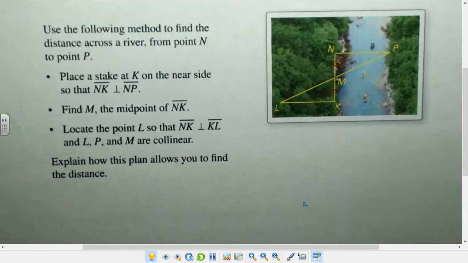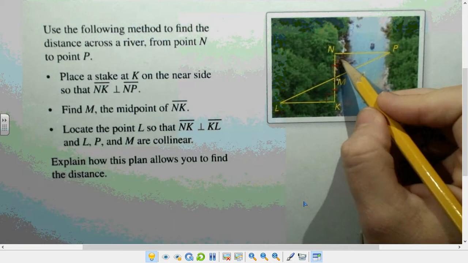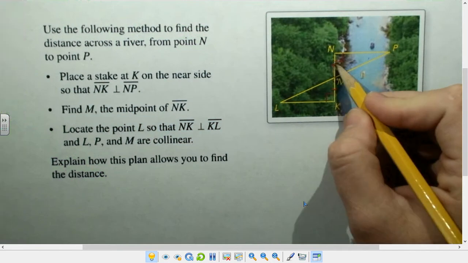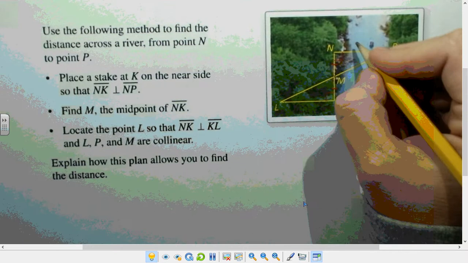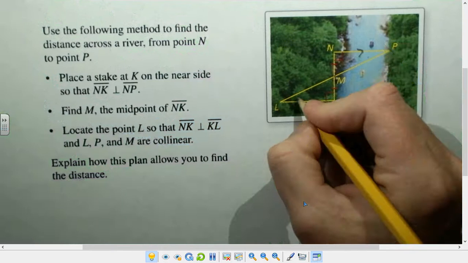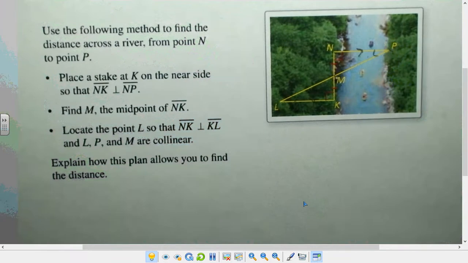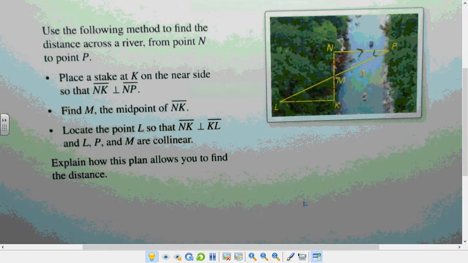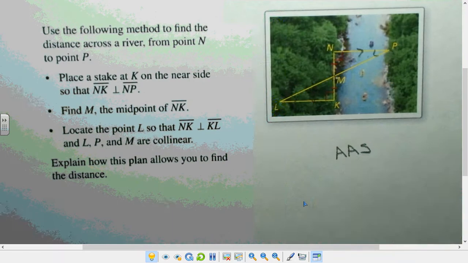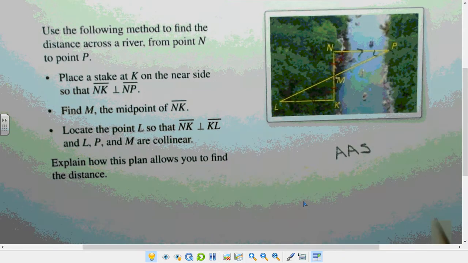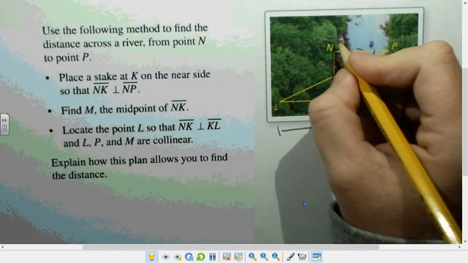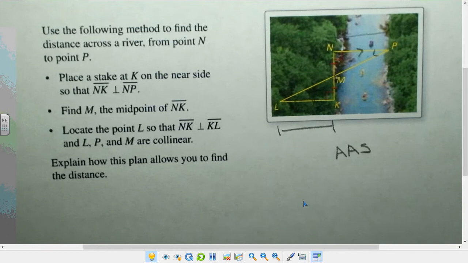What we have here, we know we have an angle that's the same, right? We have two sides that are the same. We also know that this is going to be parallel to this, which means these two sides are going to be equal to each other. So we can say these triangles are congruent using angle, angle, side, which means we can measure this distance right here from LK to find this distance from NP.